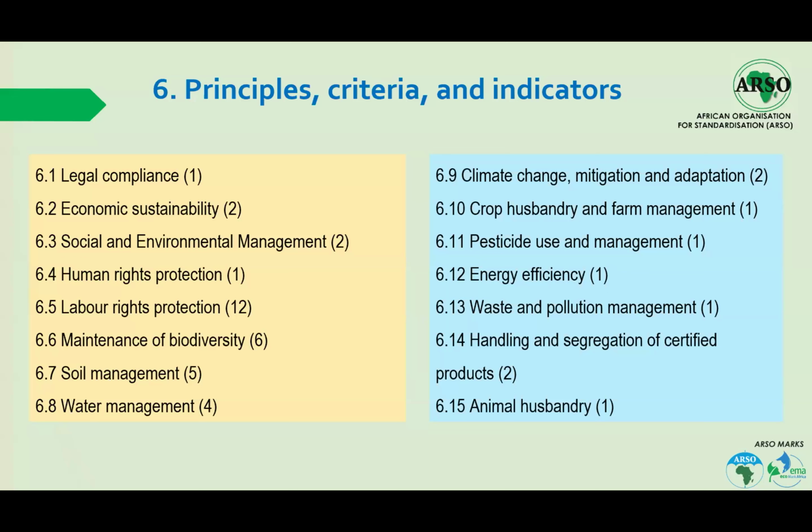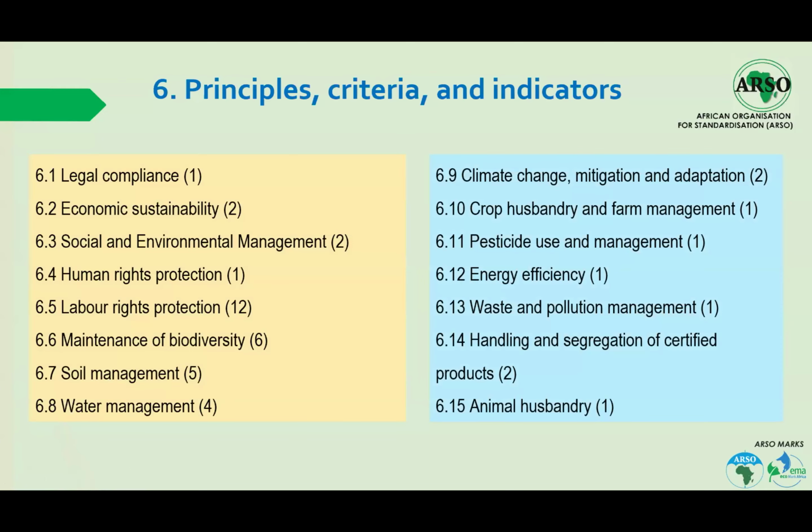All these are shown by evidence, the rules that you have put in place, and they are written and communicated. Now the pesticide use and management, energy efficiency, waste and pollution management, handling and segregation of certified products, and animal husbandry. All these are the set of criteria and principles that assist you in showing that you are compliant with this standard. Now, this is a summary of the standards. I wish I could continue in their cap, then the questions come later, if you allow.